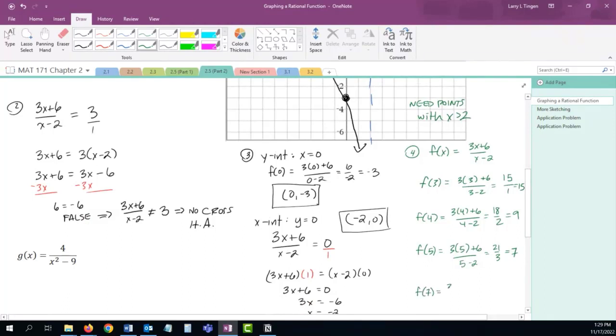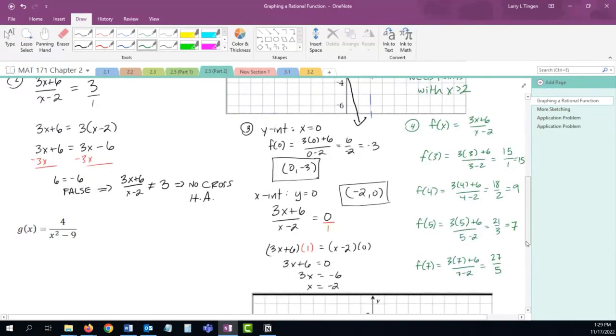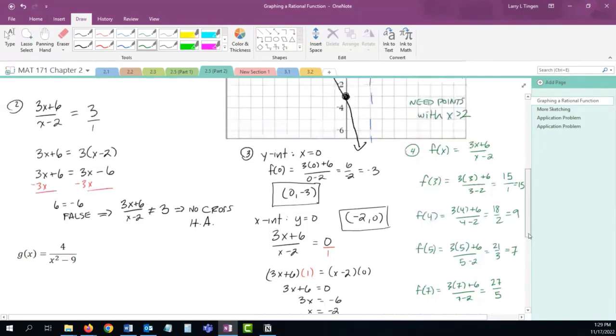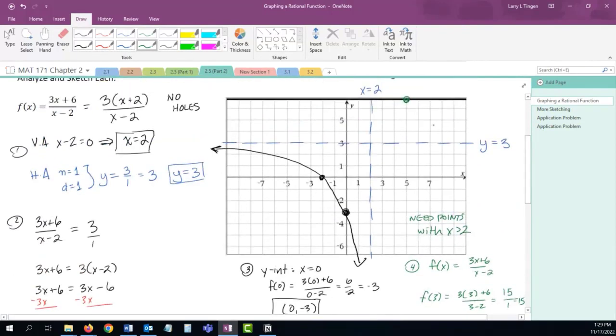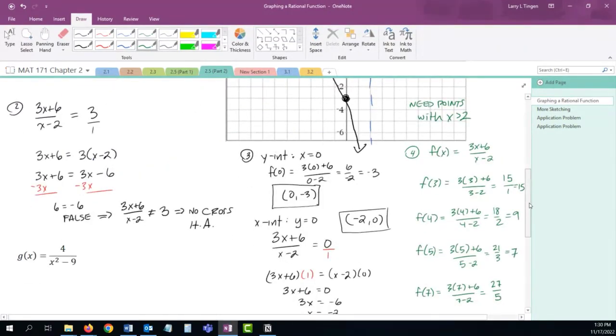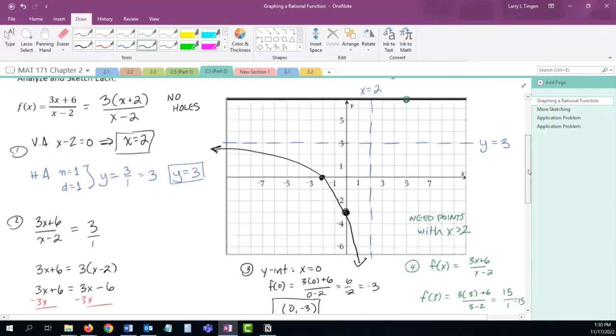Let's try 7. 3 times 7 plus 6 over 7 minus 2. 3 times 7 is 21. 21 plus 6 is 27. 7 minus 2 is 5. So this is what I meant by my fraction's not pretty, but I can use it. 27 over 5 is 5 2/5, right? 5 goes into 27 5 times with a remainder of 2. So when x is 7, I'm over 5 but under 6. It's 5 2/5.